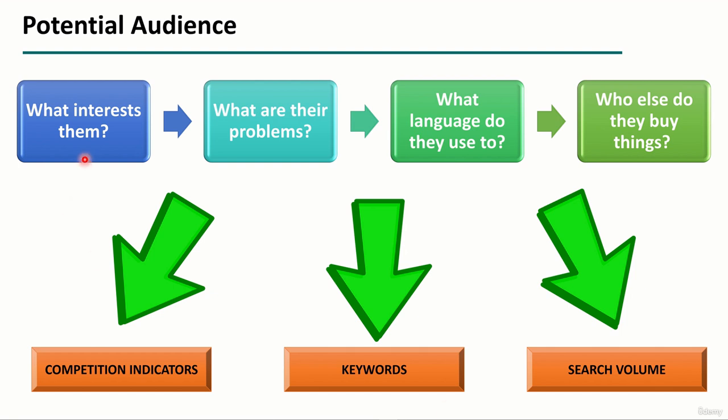First of all, what piques their interest? It's important to align our content with what our audience finds intriguing. Secondly, what dilemmas are they facing? Addressing their problems creates value and trust. Thirdly, what language do they use? The words and phrases our audience uses are the keys to unlocking optimal SEO. And lastly, where else do they shop or acquire services? Knowing this gives insight into our competition.